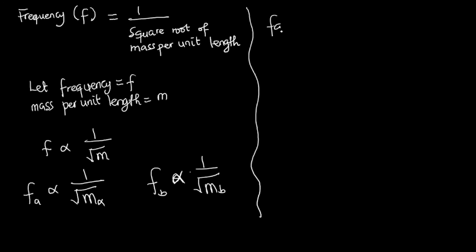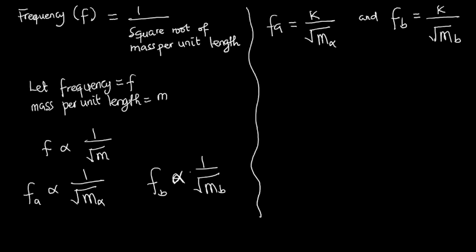My f of A will now be equal to k, which is the constant, on the root of what? The mass per unit length of A. And the f of B, the frequency of B, will be equal to k, which is our variation constant, on the root of what? Mass per unit length of B.